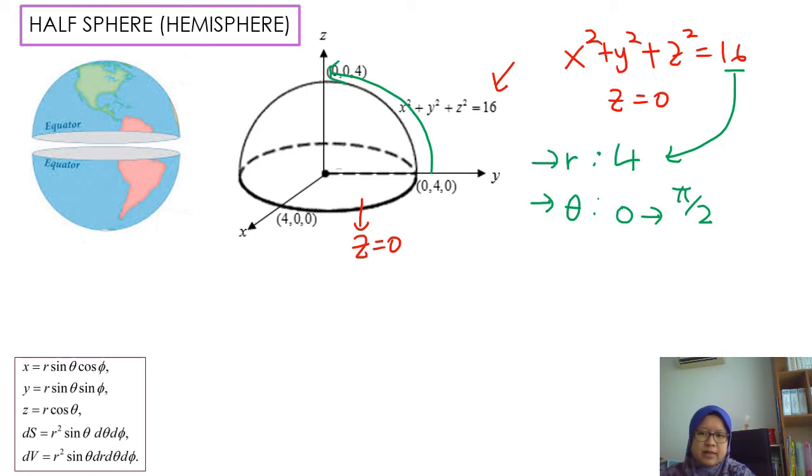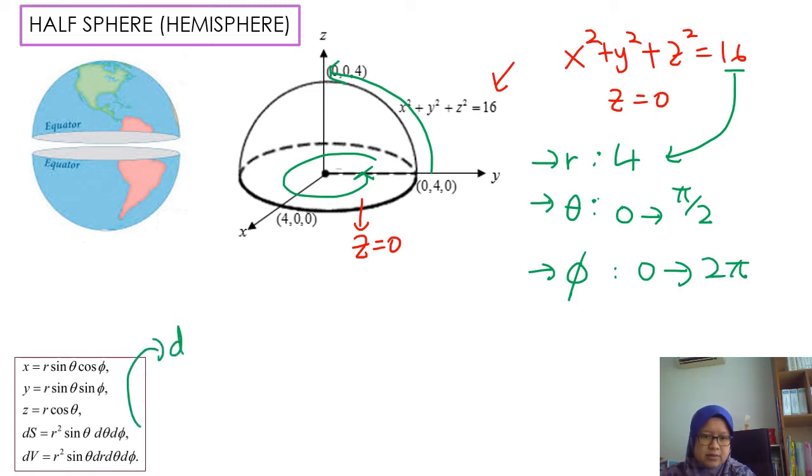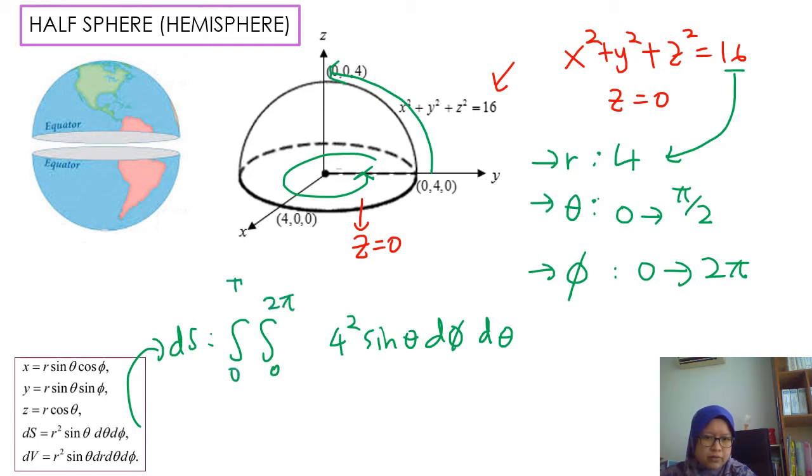And then phi. Phi is still a full sphere, am I right? It's still a full sphere. The horizontal angle is still full, so 0 to 2 pi. So the dS will be what? The double integral of r squared, which is 4 squared, sine theta d phi d theta. Now I want to use d phi d theta. So phi is 0 to 2 pi and theta is 0 to pi over 2.